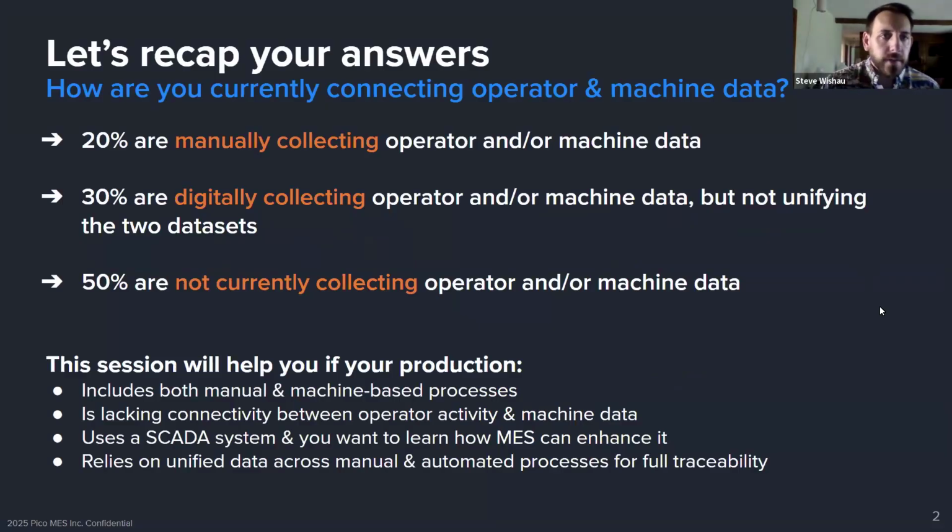When we talk about this, about 20% of you are manually collecting that operator machine data. This is that traditional pen and paper on that shop floor traveler approach. 30% are collecting that information separately, whether that's an operation at an assembly bench where that operator is doing that work, or that machine data is getting stored somewhere, or that automation equipment data is getting stored somewhere. Those are two separate sets that need to be connected, or they're operating independently.